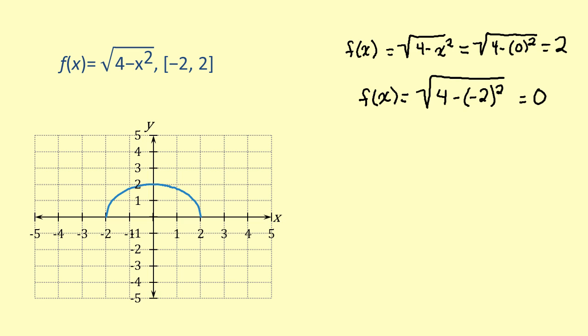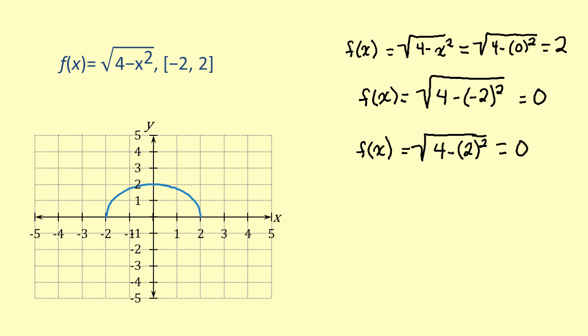Finally, it looks like the graph ends at x equals 2, so let's substitute 2 into the function and simplify. Since (-2) squared is the same as 2 squared, we have another absolute minimum of 0 when x equals 2.